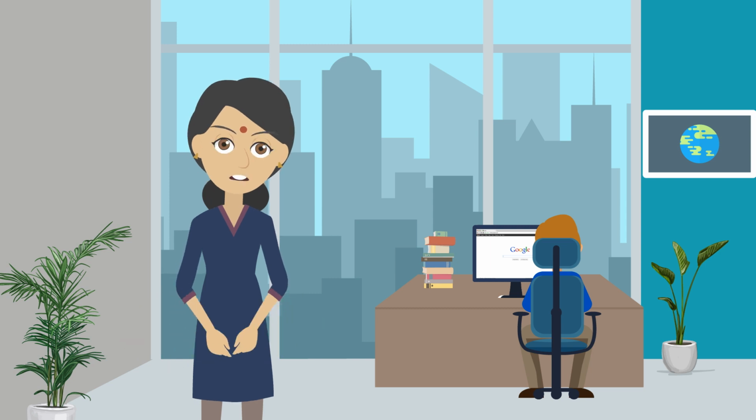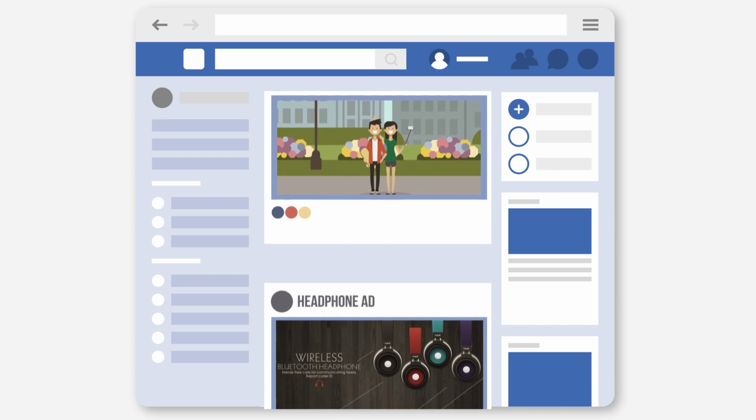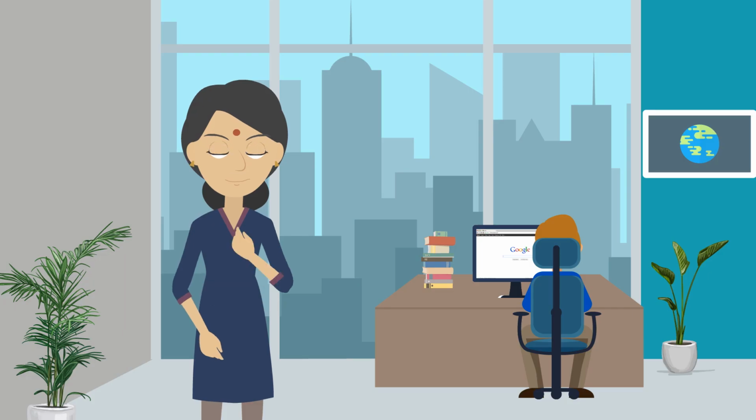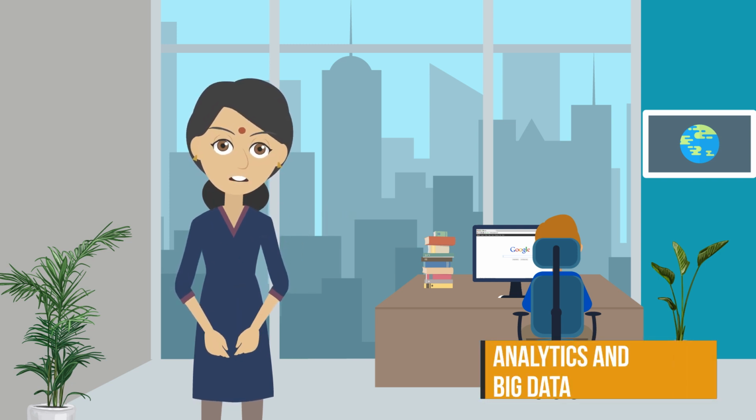Okay, try this one. While surfing the internet, sometimes we come across advertisements of the products that we always wanted to buy. How does the internet know about our preferences? This is where analytics and big data work.